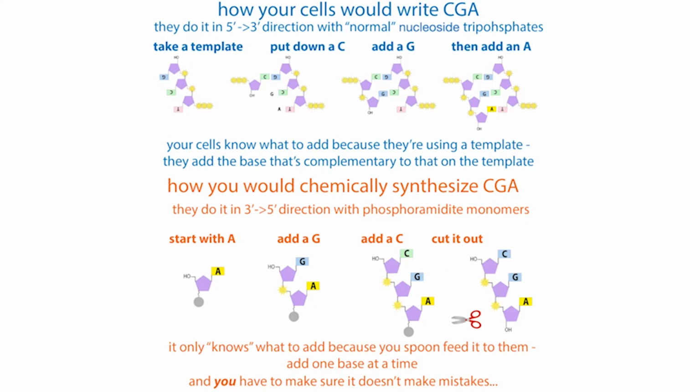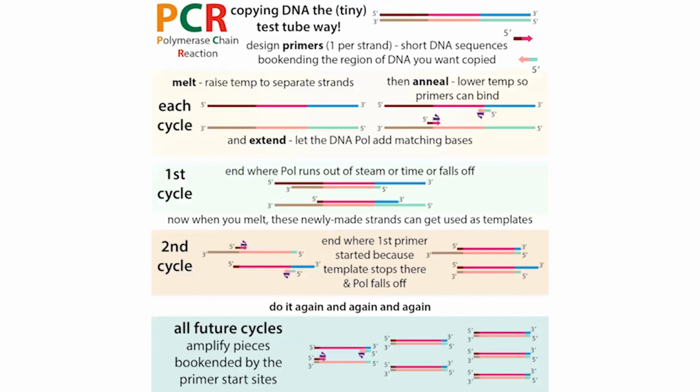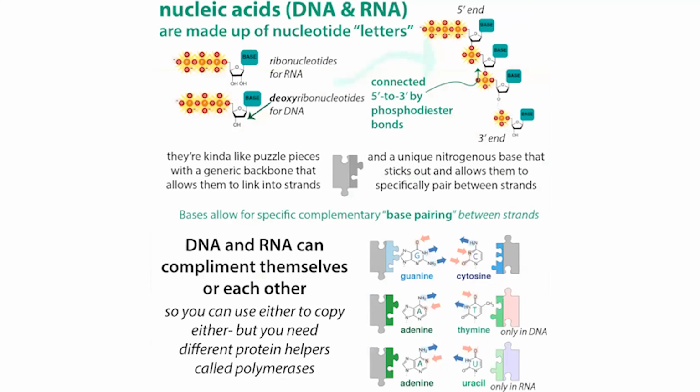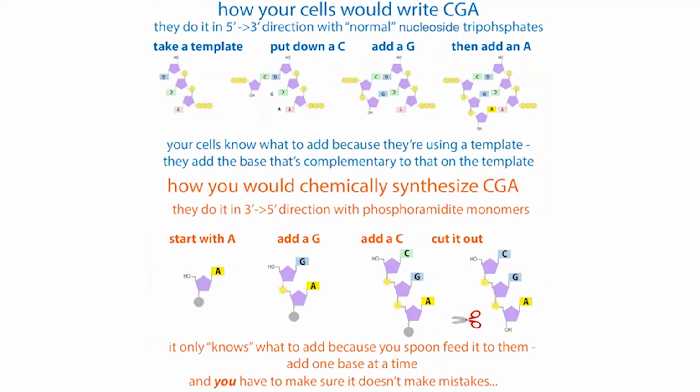Say you want to write the sequence CGA. How your cells would do it, and how it would happen in a PCR reaction, is that it would be helped out with an enzyme called DNA polymerase. That DNA polymerase would be piecing together nucleoside triphosphates, so these individual DNA letters, based on a template, a complementary strand of DNA telling it what to add where, and it's going to be adding them from the 5' end to the 3' end.